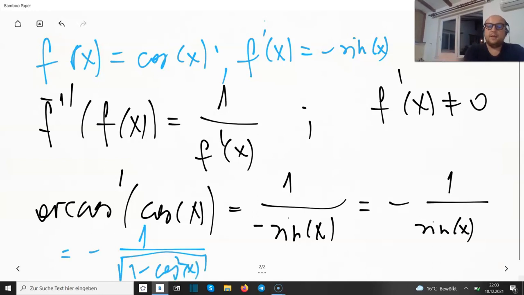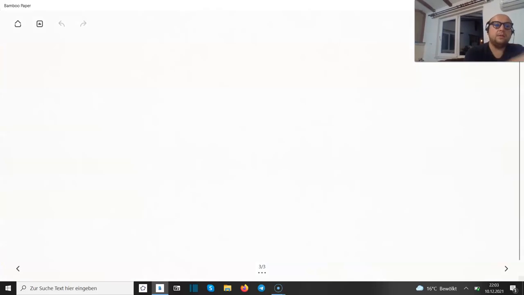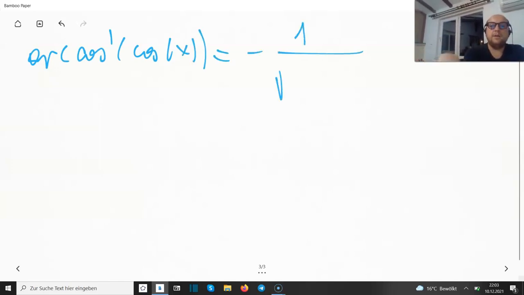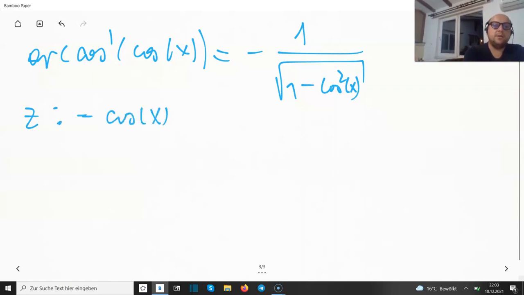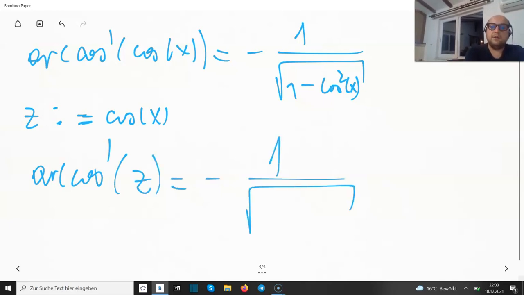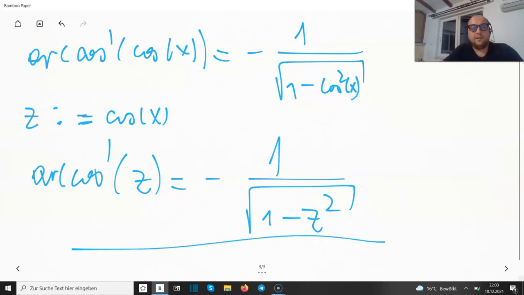That's the point. And now what we have is arc cosine prime of cosine of x is minus 1 divided over the square root of 1 minus cosine squared of x. And now if I take z as the cosine of x, what do I have here? I have arc cosine prime of z is equal to minus 1 divided over square root of 1 minus z squared. And that's the story.